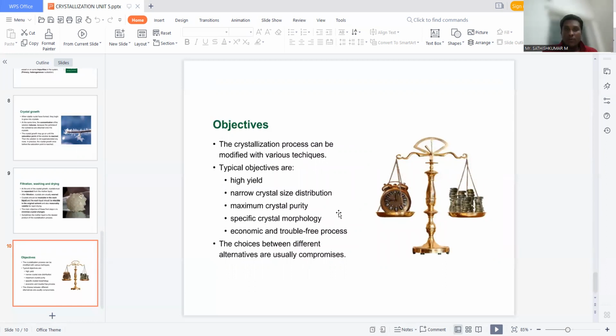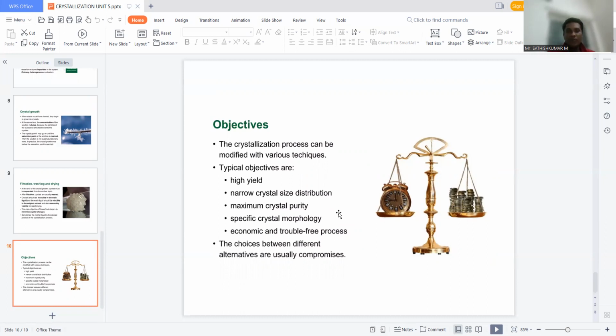The crystallization process can be modified with various techniques according to the objectives. Typical objectives are high yield, narrow crystal size distribution, maximum crystal purity, specific crystal morphology, and an economic and trouble-free process. The choices between the different alternatives are usually compromises. Crystallization.